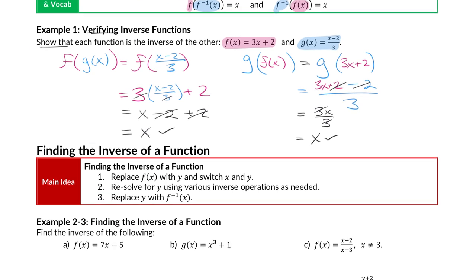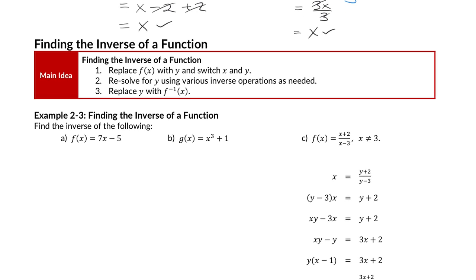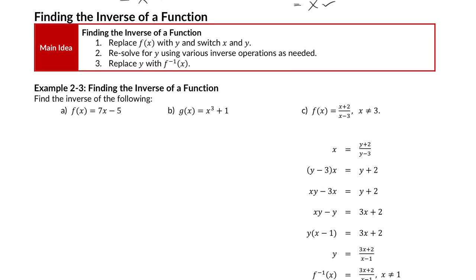But what happens if we're not given an inverse and we're asked to actually find it? Here are the steps we're going to take. Number 1, it's a two-parter. You're going to replace the f of x with just a letter y. And then the main idea here: we are going to switch the x's and y's. Just boop, boop, replace them.